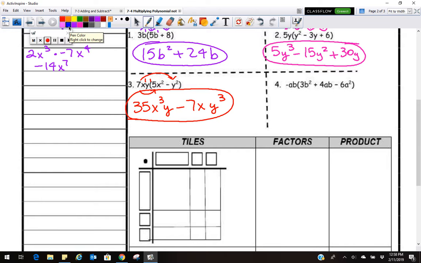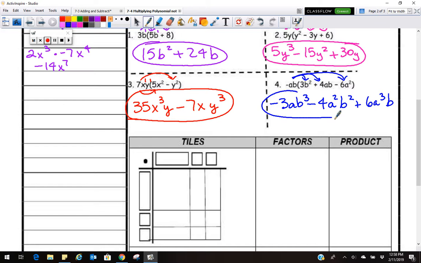Number 4, you have a negative ab that we're going to multiply. So that's going to make that a negative 3ab to the third. Negative times 4 makes that a negative 4. A times a is a squared. B times b is b squared. And then the last term is going to make that a positive 6a to the third b. Again, exponents don't match up with the same letter, so they cannot be combined.